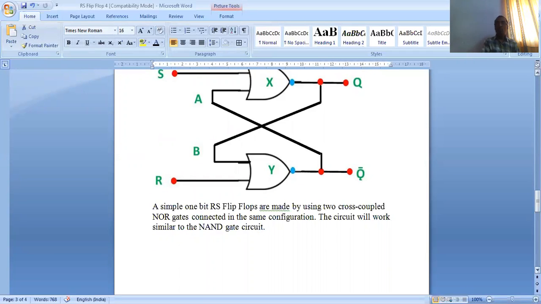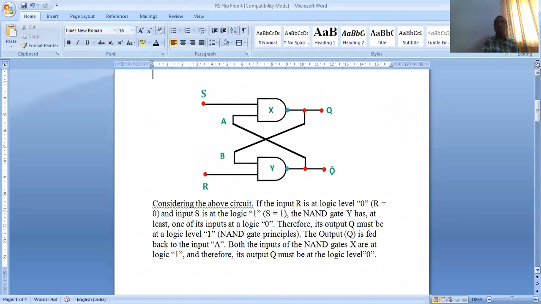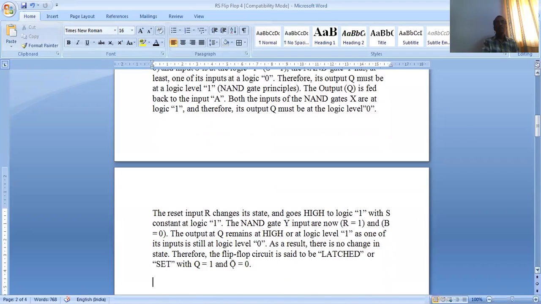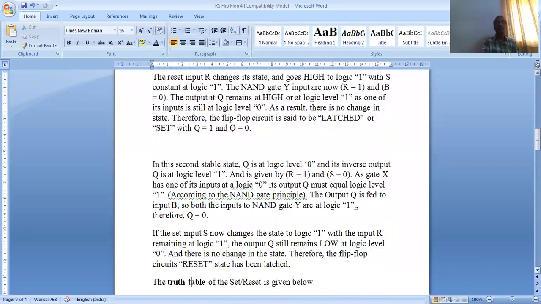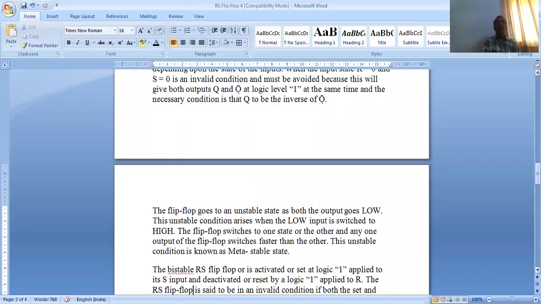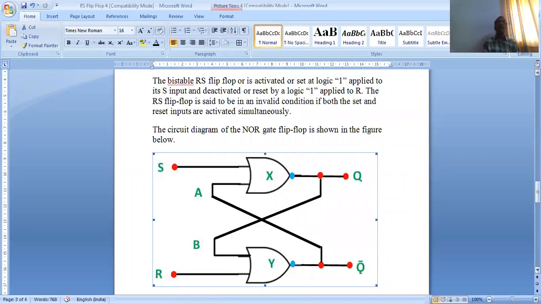R equal to 0 and S equal to 1, when do we call it set of the flip-flop? When R equal to 0 and S equal to 1, then Q equal to 1, Q bar equal to 0. This particular state of the RS flip-flop is called the set state.